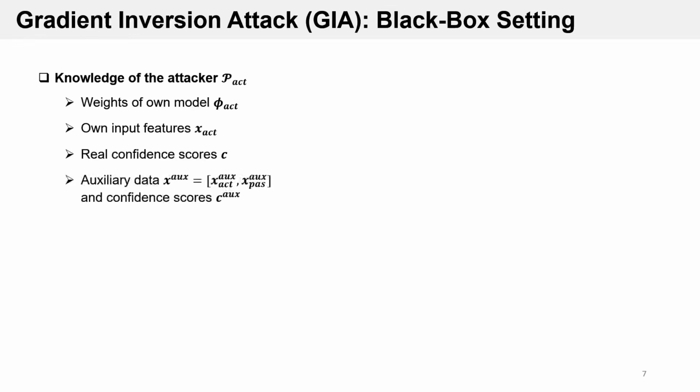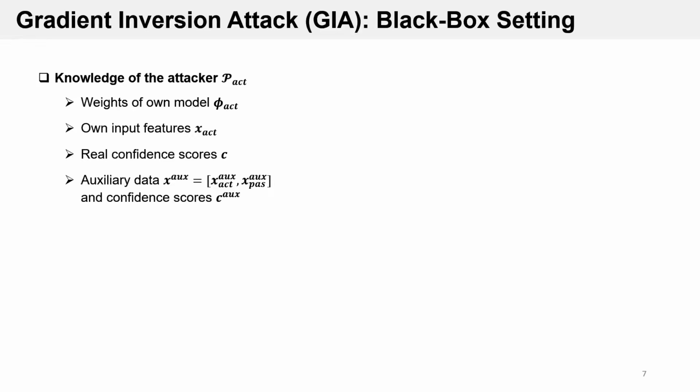Next, we explore the potential privacy leakage under the black box setting. Here, the attacker only knows his model and cannot access the passive party model. We further slightly relax the setting by assuming that the attacker is aware of a small set of auxiliary data. This can be obtained by, for instance, colluding with a few users whose data are saved in both parties.